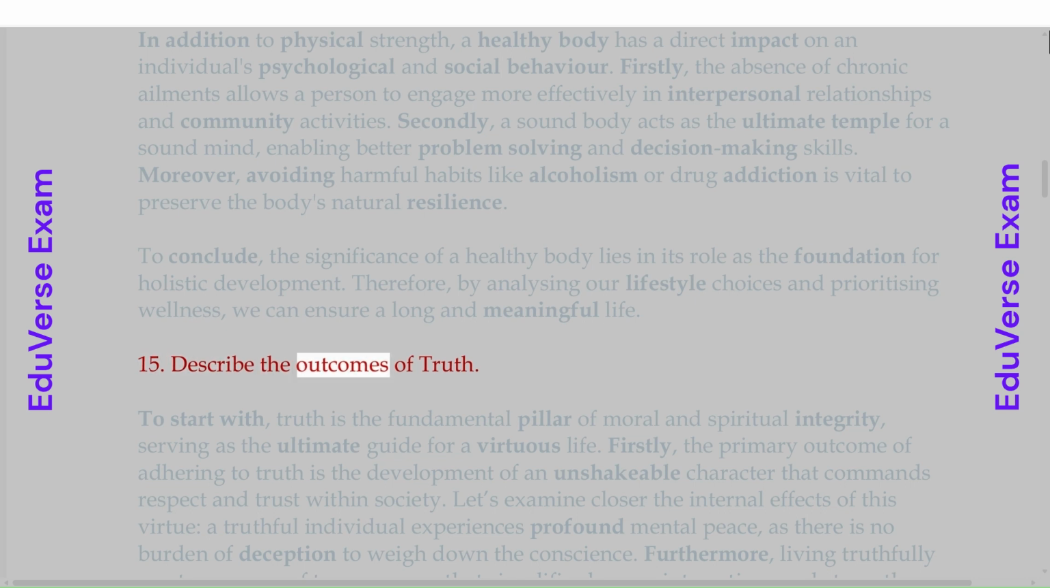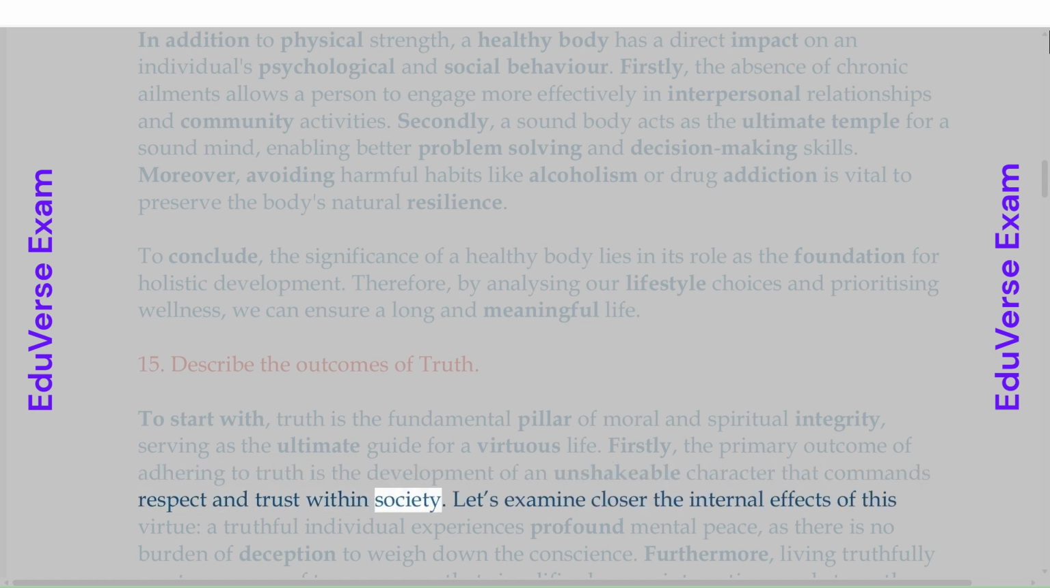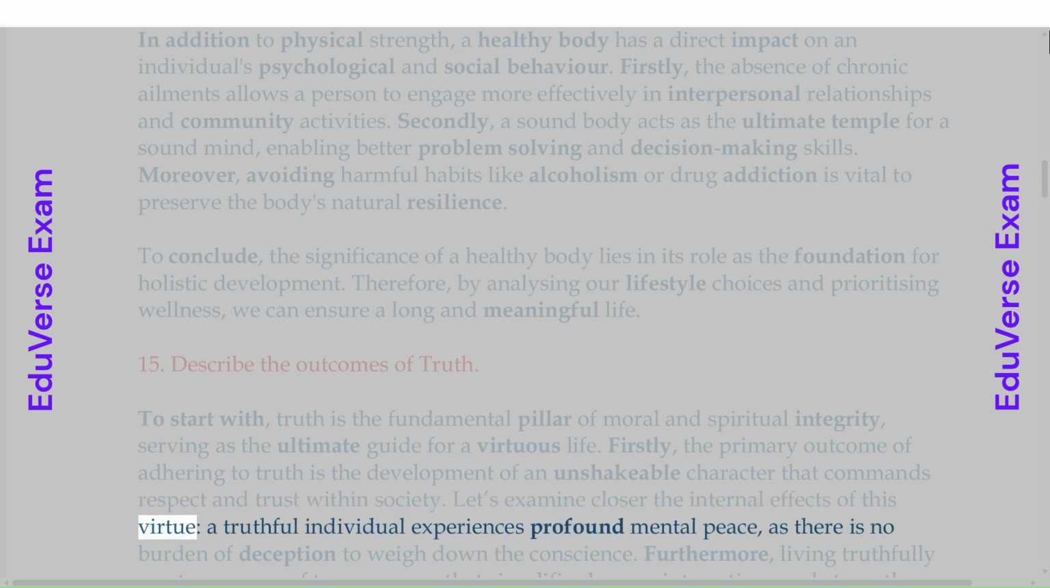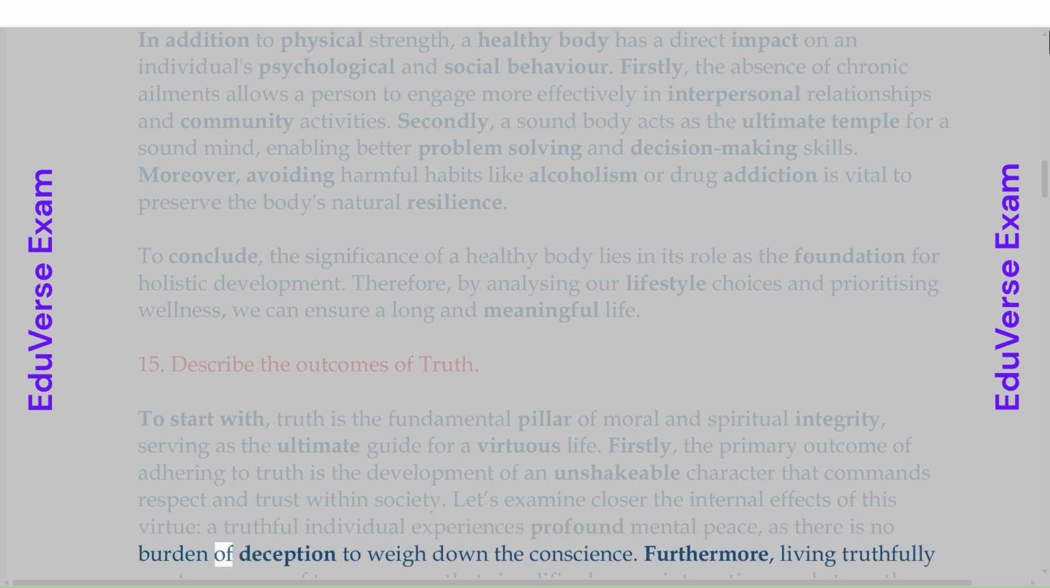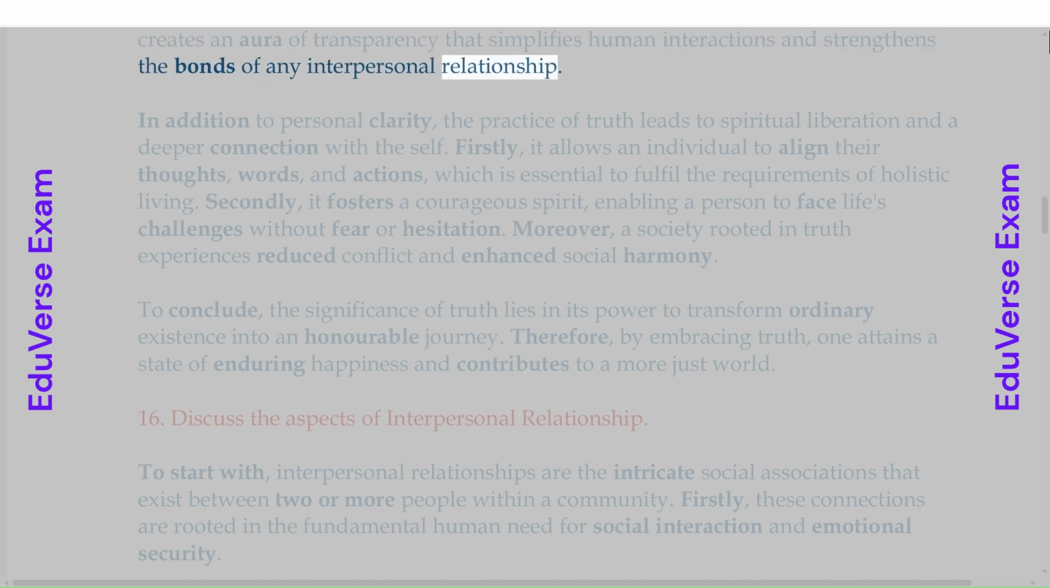15. Describe the outcomes of truth. To start with, truth is the fundamental pillar of moral and spiritual integrity, serving as the ultimate guide for a virtuous life. Firstly, the primary outcome of adhering to truth is the development of an unshakable character that commands respect and trust within society. Let's examine closer the internal effects of this virtue. A truthful individual experiences profound mental peace, as there is no burden of deception to weigh down the conscience. Furthermore, living truthfully creates an aura of transparency that simplifies human interactions and strengthens the bonds of any interpersonal relationship.